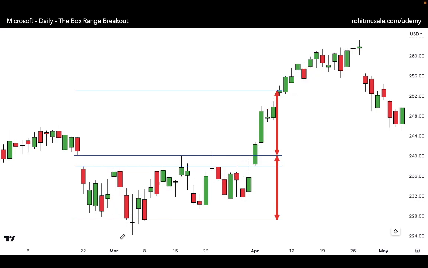One thing I want you to notice on this chart is this candle. It's a high wave candle. Okay, it has closed below that blue line. That's the only problem I see on this chart. Otherwise, it's a nice box range that has developed here. And box ranges are very powerful.